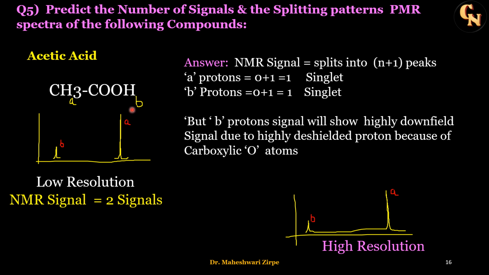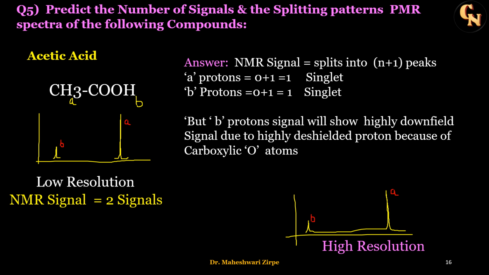Now I think up till now you are clear with how many different types of protons there are in the molecule. So in CH3COOH there are only two types of protons, one is A and the other is B. So in low resolution you will find two signals in NMR, and if you go to high resolution, again you will see only two signals, because this CH3 does not have any neighboring proton.